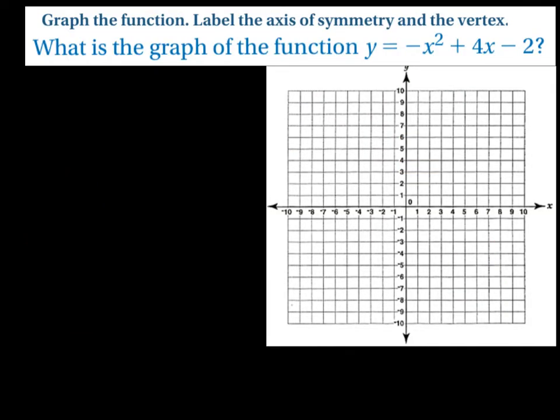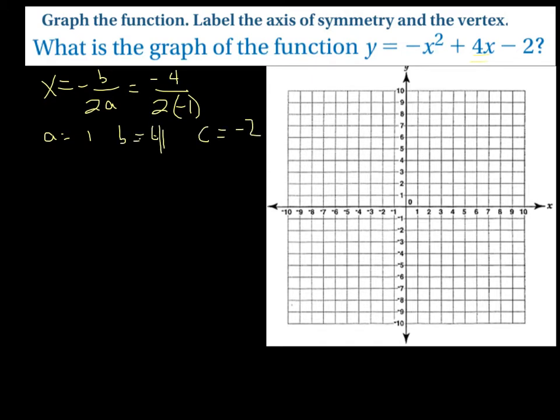Okay. So let's look at the next graph. Graph the function and label the axis of symmetry and the vertex. So we want to graph this function of negative x squared plus 4x minus 2. We're going to start out with the opposite of b over 2a to find our axis of symmetry. Well, b is 4, so I have negative 4 over 2, and the a this time is negative 1. Remember, a is the coefficient on the x squared. So we've got our a is negative 1, our b is 4, and our c is negative 2. We're going to use all of those values in some capacity.